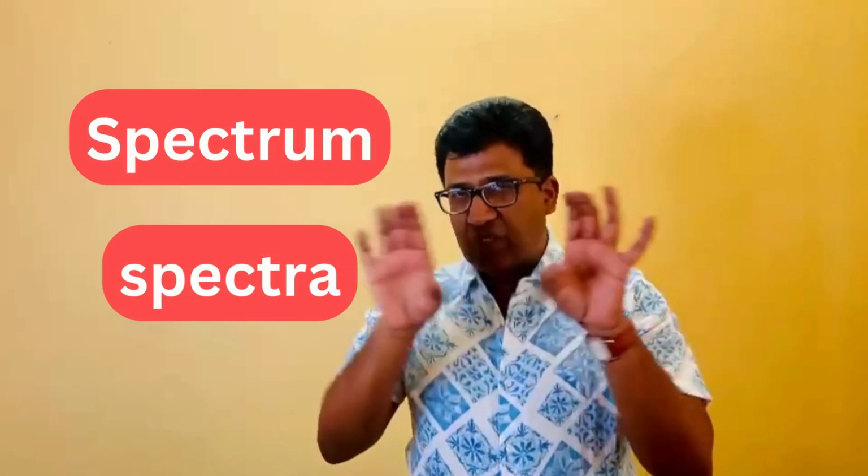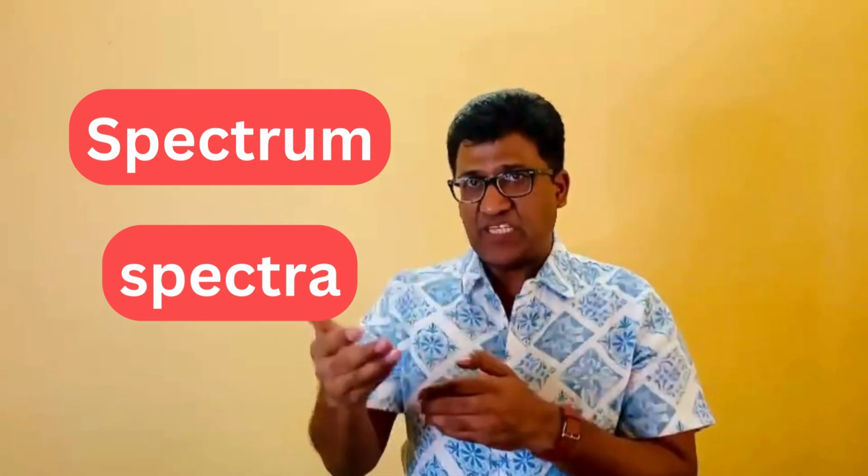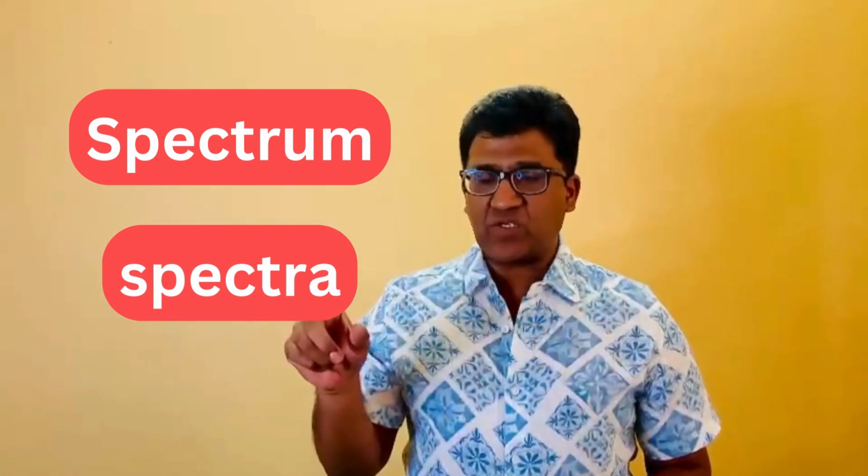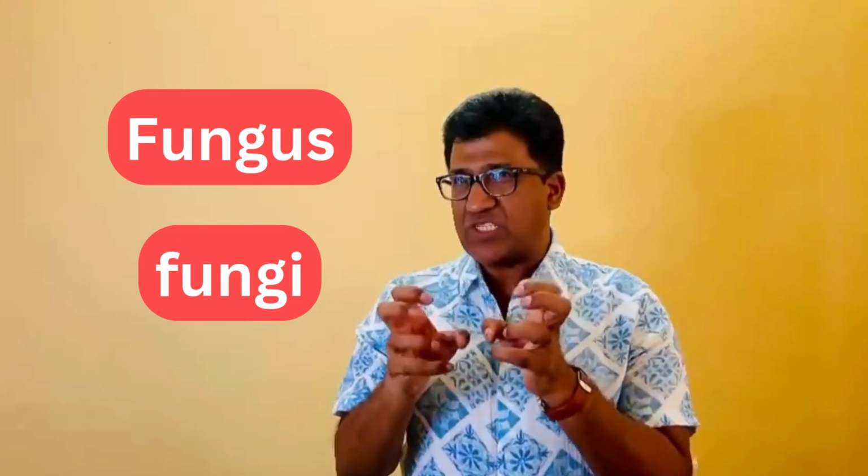And next is spectrum. Spectrum is a range of colors which is displayed by any object, and that is called spectrum, and its plural is spectra. Spectrum, spectra. And next is fungus. Fungus is a kind of abnormal growth on the surface of something, and that's quite spongy in nature and texture, and that is called fungus, and its plural is fungi.